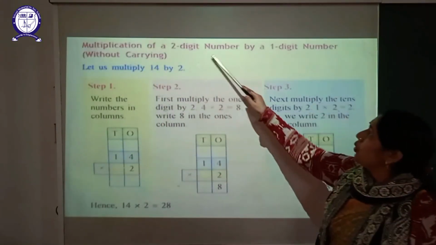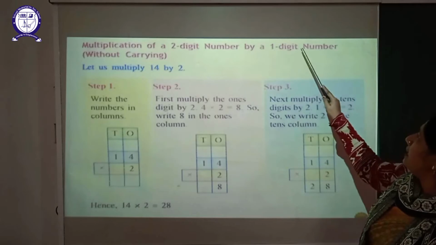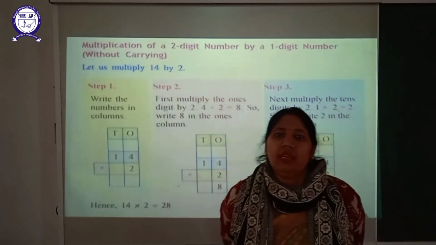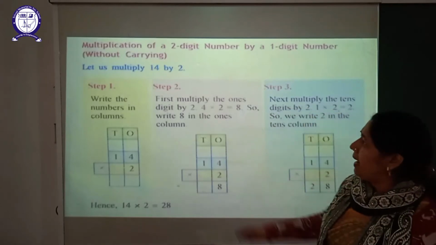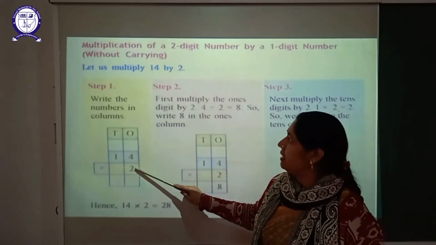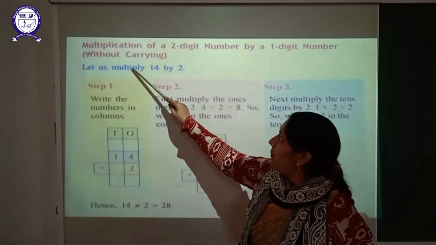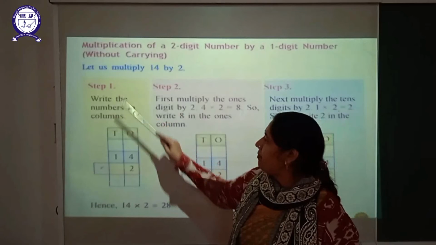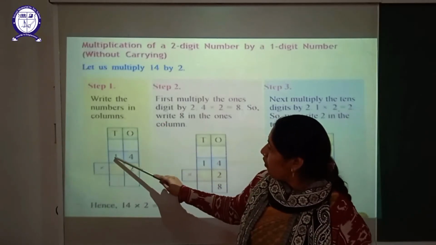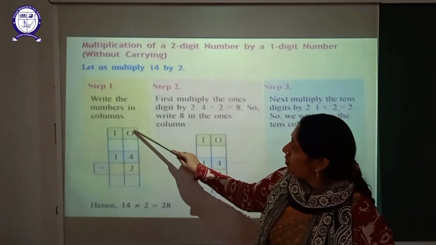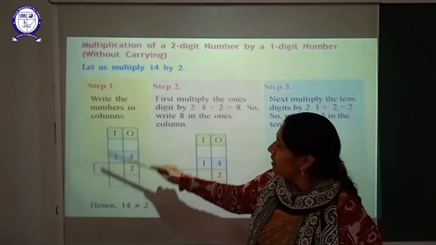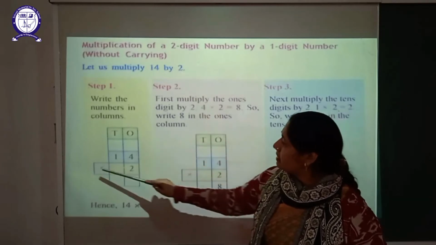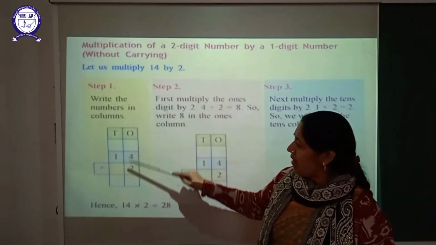Multiplication of two-digit number by one-digit number without carry. Okay. So we have to do this sum without carry and we have to multiply a two-digit number by a one-digit number. So firstly we have given multiply 14 by 2. Okay. So first step we have to write in the column like this. 14, once 4 is on the ones place and 1 is on the tens place. We have to put a multiplication sign and we have to write here by 2, means multiply by 2. This is our first step.